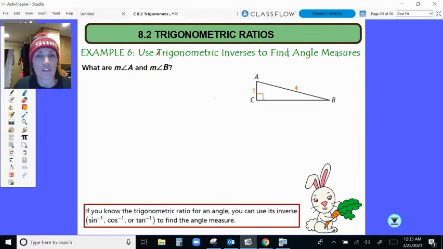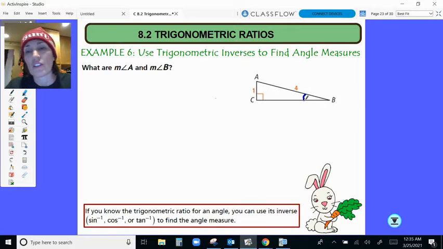So what are the measures of angle A and B? First of all, remember these are complementary because this is 90 degrees. These two, A and B, must add to 90 degrees. So if I find one angle, I can find the other angle easily. We could use tangent to find A, or we could use sine to find B, or whatever. It just depends on which one you want to find. So let's just go ahead and find angle B.